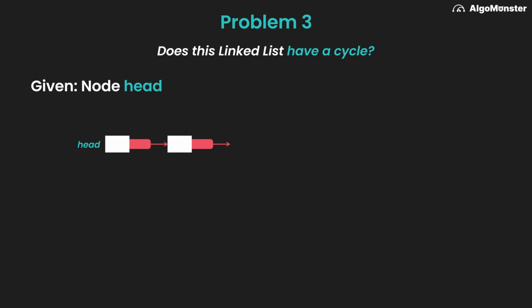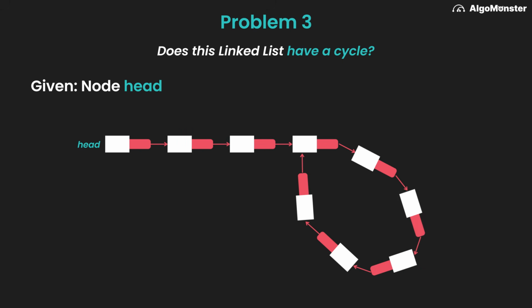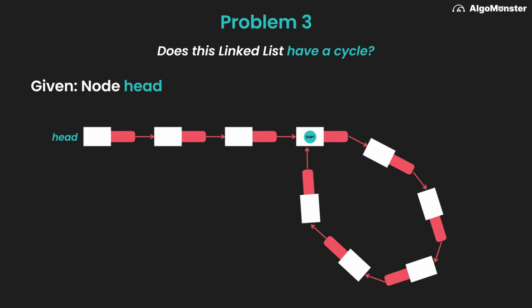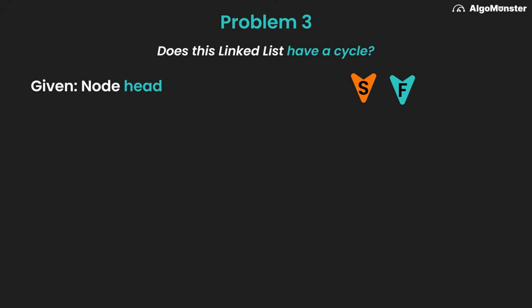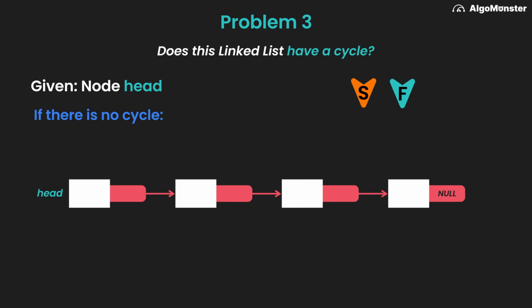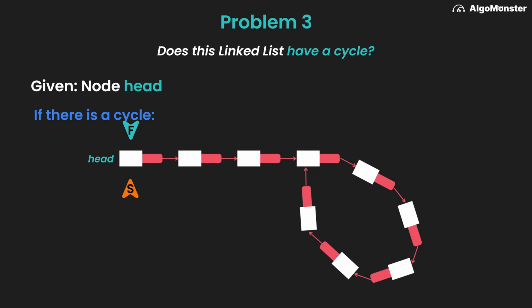Last problem, and this one is a classic. Does this linked list have a cycle? In other words, does it loop back on itself? If it does, walking the list will run forever. So how do you detect it? Same 2 pointers, fast and slow again. But now the goal is different. If there's no cycle, the fast pointer will eventually hit null and you're done. No cycle. But if there is a cycle, think about it.